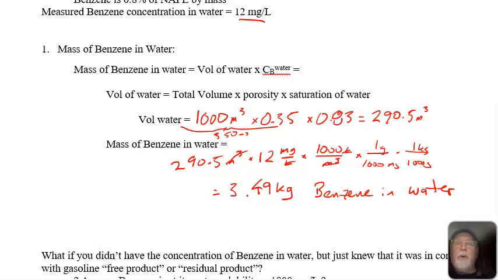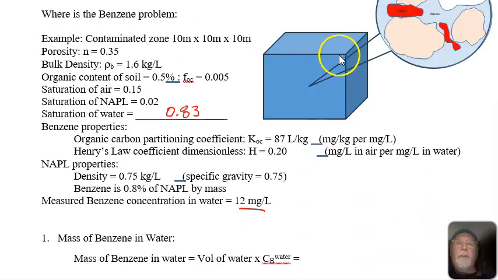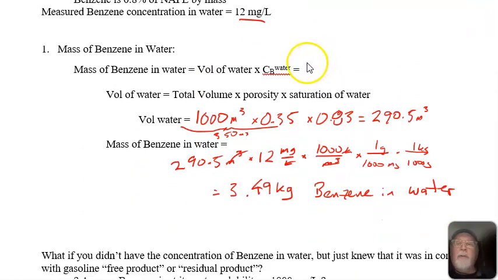To come back to our where is the benzene problem, for 12 milligrams per liter in our source zone of 10 by 10 by 10 meters, it turns out that's 3.5 kilograms of benzene in the water. So we'll look at the concentrations and masses in the other phases now.